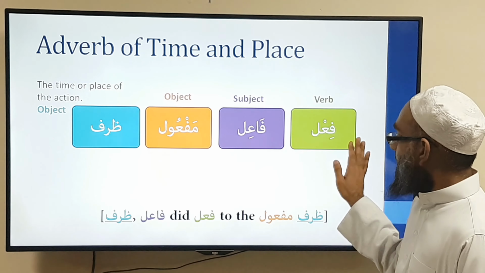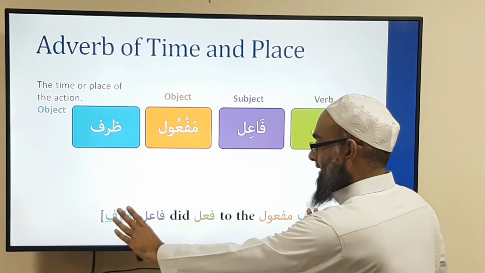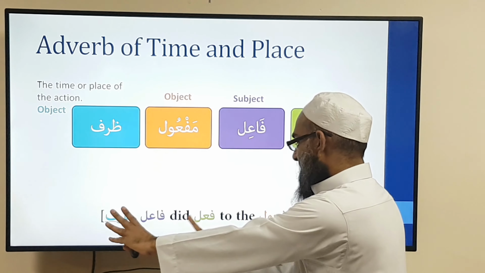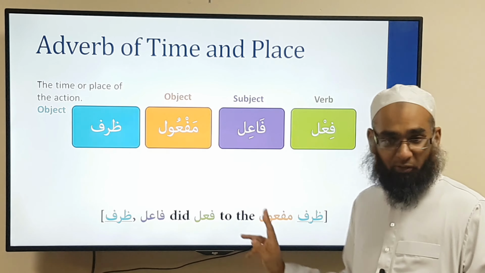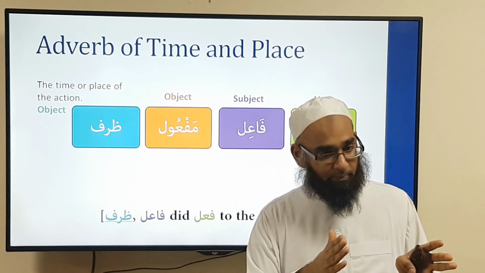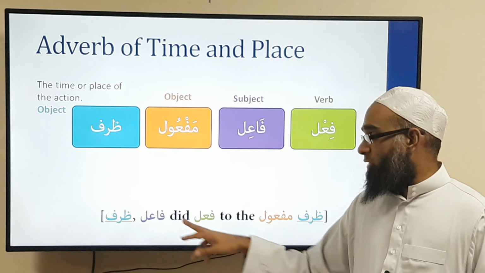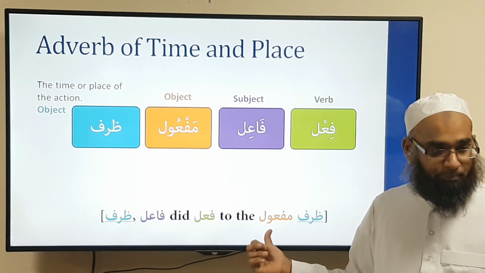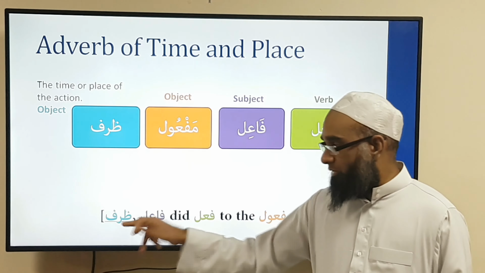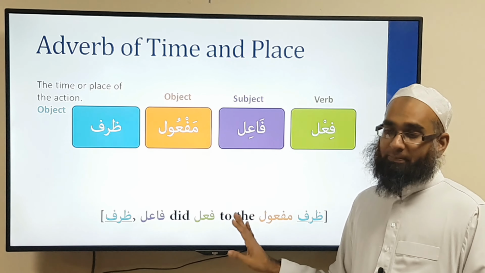Now before I give the example, how do you translate zarf? Until yesterday we had this fixed pattern: the fa'il did the fi'l to the maf'ul. Mubtada is khabar. And translating jumla fi'liya is the fa'il did the fi'l to the maf'ul, which is the object. As far as zarf is concerned, it is a bit flexible. You can translate it two ways.